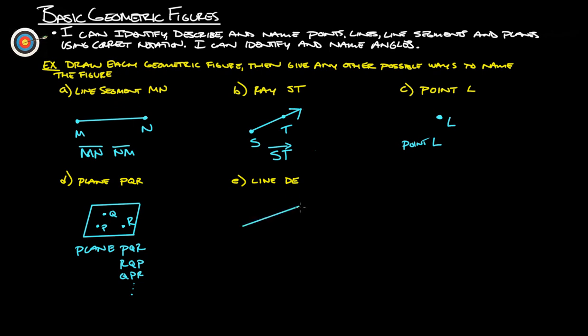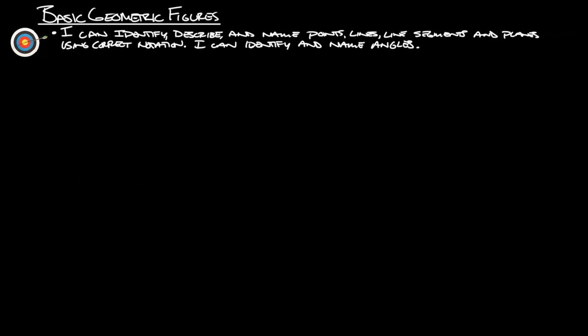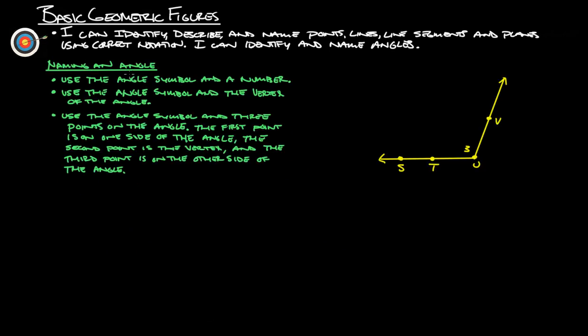So draw a line that has no beginning and no end. We can put, say, a D there and an E there. And we would show that it's a line by doing the DE and the line over the top. Or, again, since it doesn't matter which one you start with, we could also name this ED as well. Okay? All right, one last thing to look at here is naming an angle.